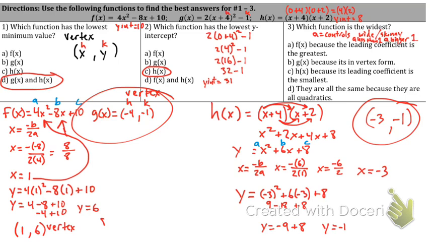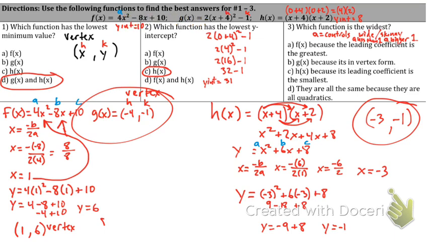If a is less than 1, it gets wider. So which function is the widest? So we're looking for the a value that gives me the widest. All right. So if you look at f of x, my a value, so let's label these bad boys. My a value is 4. So that's bigger than 1. So it's going to be pretty skinny, okay?